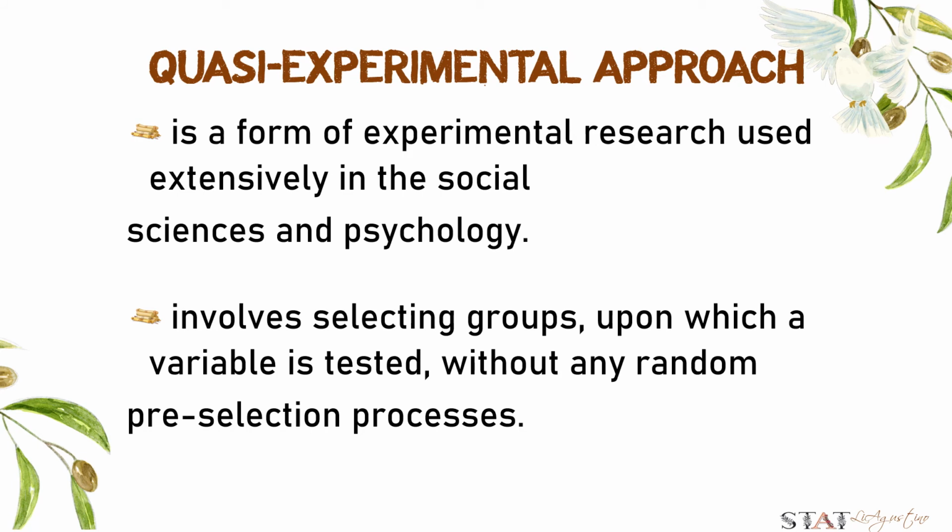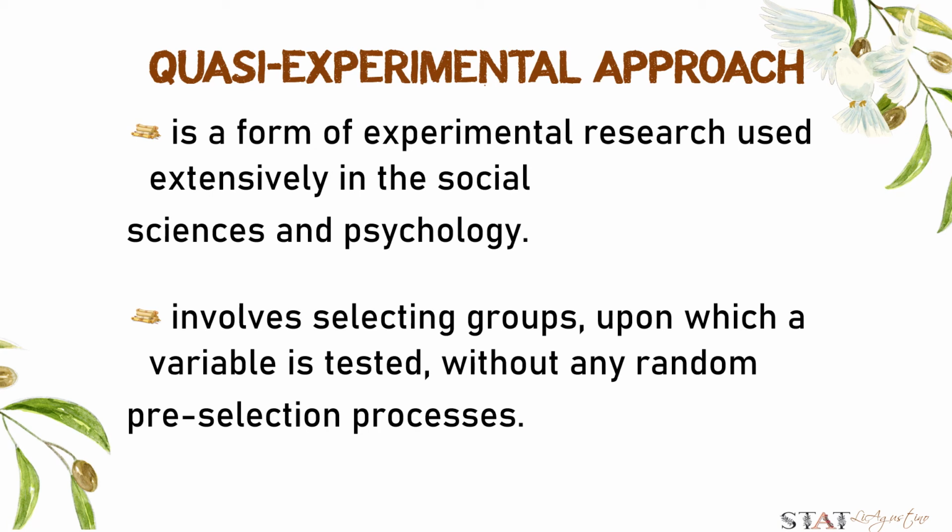So what is this quasi-experimental approach? Sometimes they call it mixed method. It is a form of experimental research used extensively in the social sciences and psychology, and also in some biological and agricultural research. It involves selecting groups upon which a variable is tested without any random pre-selection process, because one of the principles of experimental design is randomization, meaning you did not choose your sampling units purposively, but you do some randomization process. Say, for example, you do a lottery, where you get random numbers.